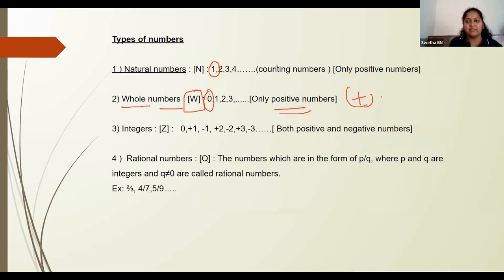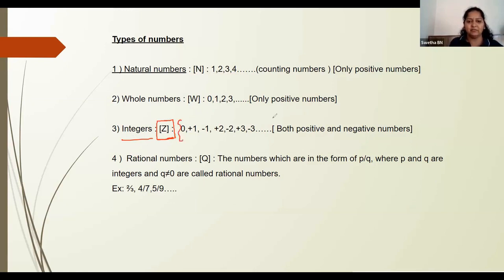And the next type is integers. Here we are not using the letter I, because it is used for irrational numbers. So we are using the letter Z. Z is nothing but integers. It is taken from the word Zahlen. That's why we have given Z. Z is nothing but integers.